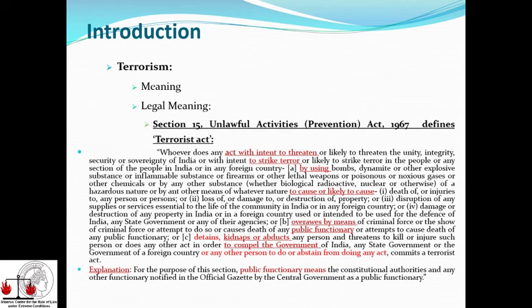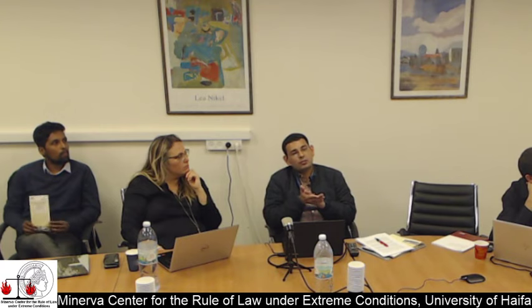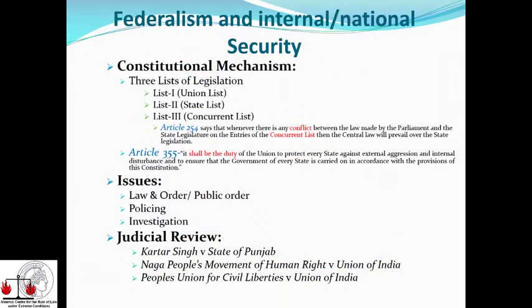Now I am coming to the federalism and internal security correlation. The Constitution of India provided a kind of mechanism where the state government and the central government have their own sphere of legislation. For example, in List 1 of the 7th Schedule, there are 97 items on which the exclusive jurisdiction to enact a law is given to the central government.